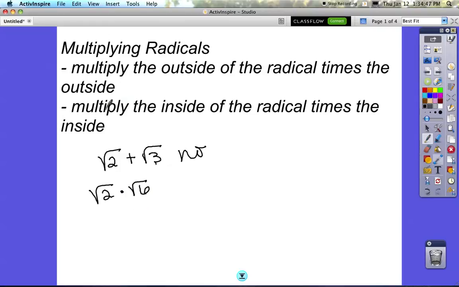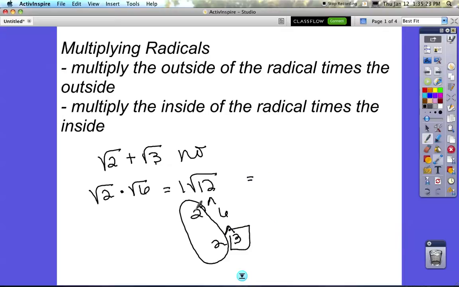If you look at my notes up here, you multiply the outside of the radical times the outside. What's assumed to be on the outside of each one of those? A 1. So 1 times 1 is 1. And that would be the square root of 12. Now, break this down using your factor tree. So that would be 2 and 6, 2 and 3. You have a pair of 2's and a 3 that has to stay under the radical. So 2 times 1 is 2, square root of 3.